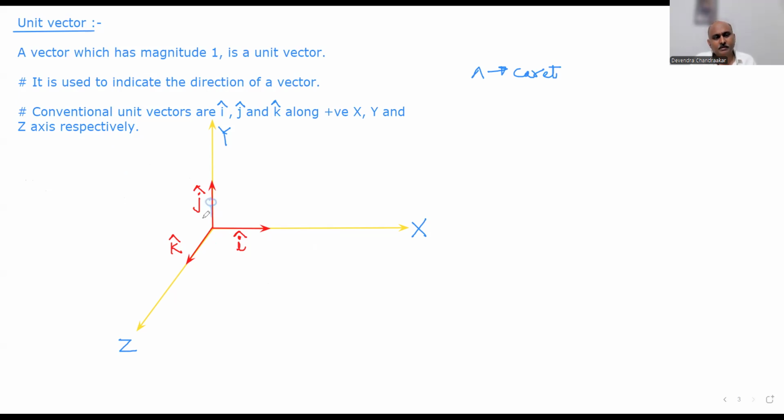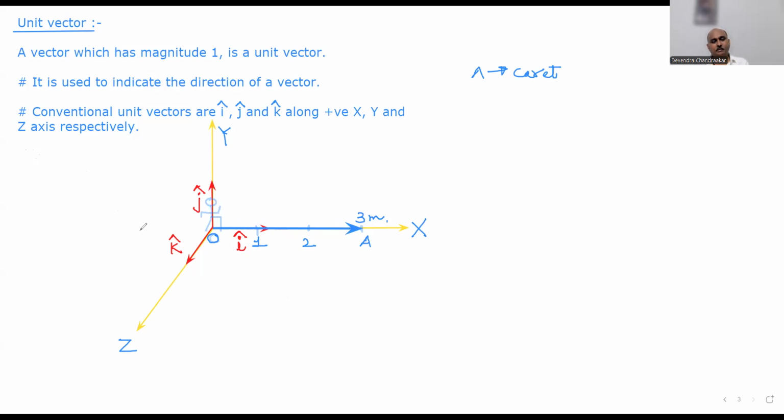So this is a man standing at the origin, right? He decides to move by 3 units in this direction. Let's say this point is point A, and this point is point O. This is 1, this is 2, this is 3 meters, right?